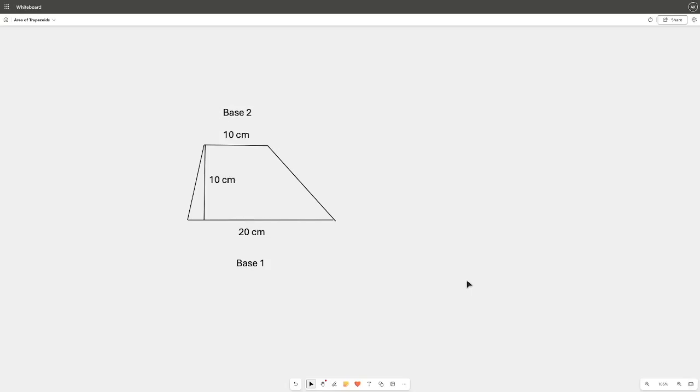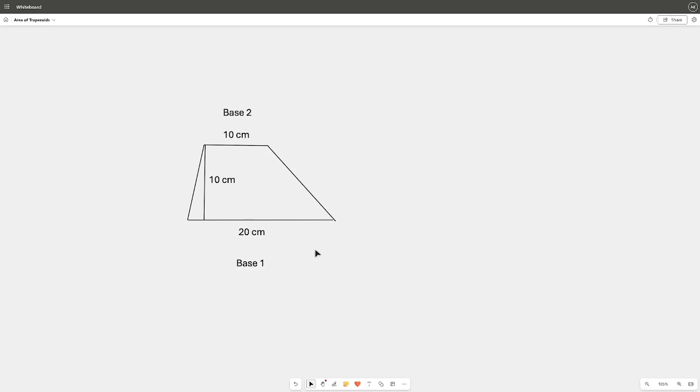Today we're going to learn about area of trapezoids. This one is a little bit different than area of triangles, but it's quite easy overall if you just follow the steps. The steps are quite straightforward, nothing to worry about. Let's work with this example here.